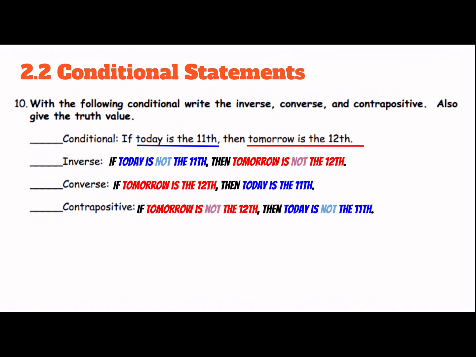All right, so let's talk about truth values now. Now, we already did the conditional truth value, and we said that one was true, right? You can't ever have today being the 11th and then tomorrow not being the 12th, right? Every 11th of the month has always meant that the 12th was tomorrow. So we know that's going to be true, so go ahead and figure out if the other ones are true as well.